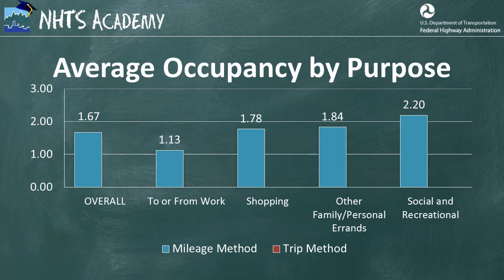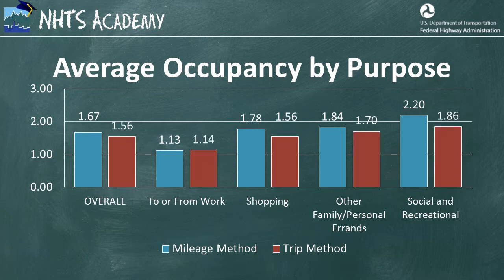Here you can see occupancy numbers as we presented earlier from the method that includes trip length. And beside them, you can see the results from the trip method. The trip method is generally lower for most purposes, since longer trips tend to have more persons traveling. The exception is work trips, which, as we saw earlier, are taken with a single person 90% of the time, so the inclusion of mileage does not make a difference.